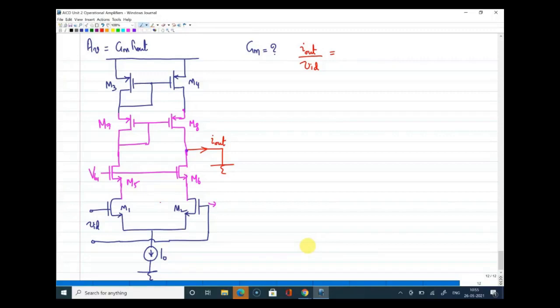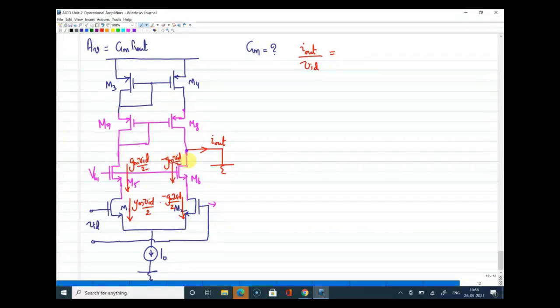Now, how will you find Gm? Vid is the voltage, the differential voltage. So M1 will carry a current of Gm Vid by 2, and M2 will carry a current of minus Gm into Vid by 2, the same way we have done for the differential amplifier. Now, if M1 is having Gm Vid by 2 current, and what I'm talking about here is a small signal current, M5 also will have the same current, which is Gm Vid by 2. Now M6 also will carry the same current because both are in the same branch, minus Vid by 2.